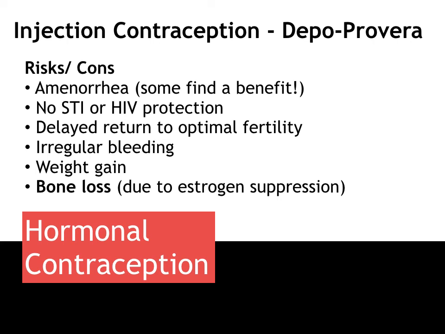And one unique thing about Depo-Provera in comparison to the rest of the things we've discussed is bone loss. The theory behind this is that it does induce a bit of estrogen suppression, and the protective effects of estrogen on bone can be decreased from this. So it's something also to be aware of if someone is thinking about using Depo-Provera, is thinking about bone health as well.